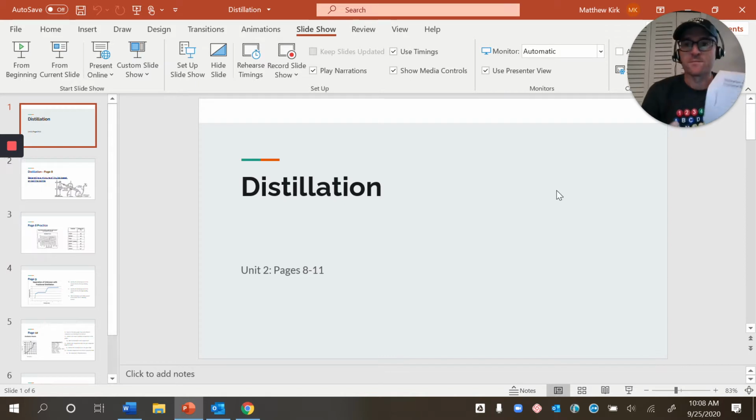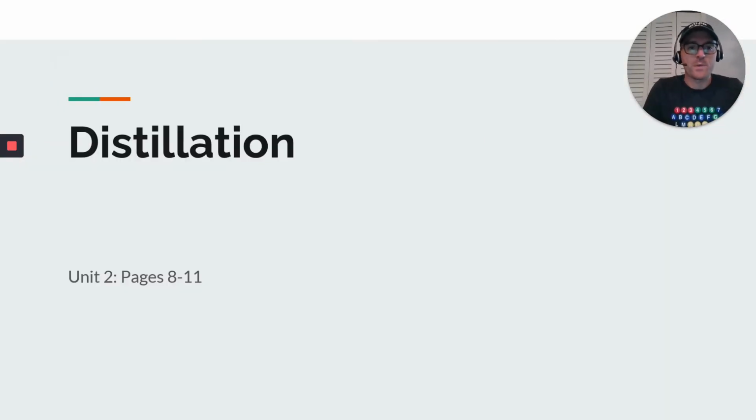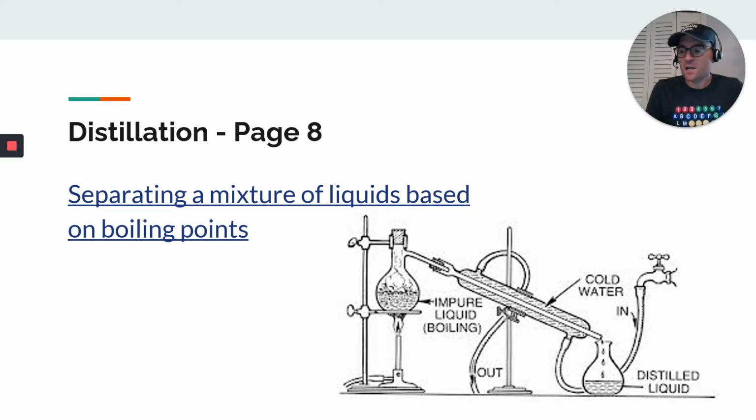And alright, so let's talk distillation. Now this is kind of over pages 8, 9, 10, 11 in your Unit 2 packet. And first let's just talk about what distillation is. Distillation is a method of separating a mixture of liquids. And how it works is based on a difference in boiling points.